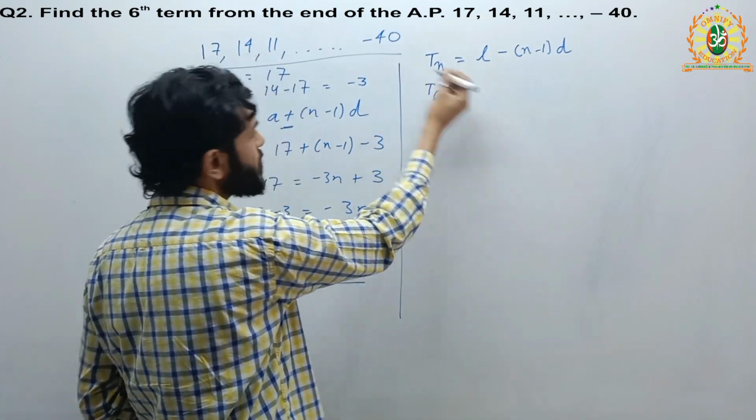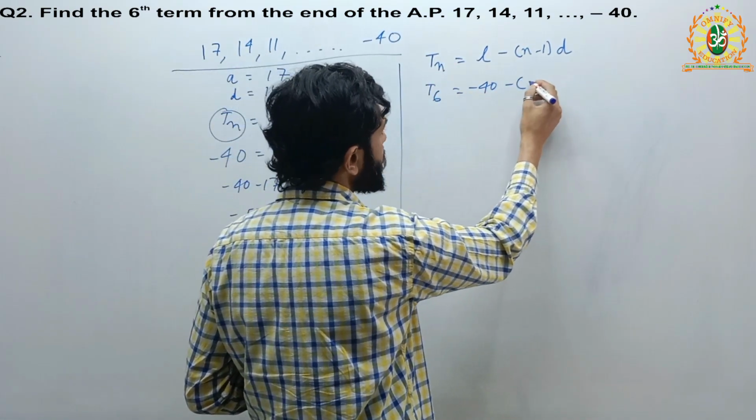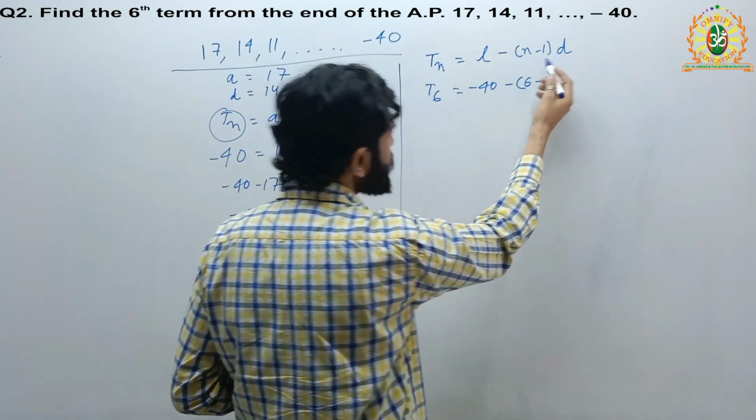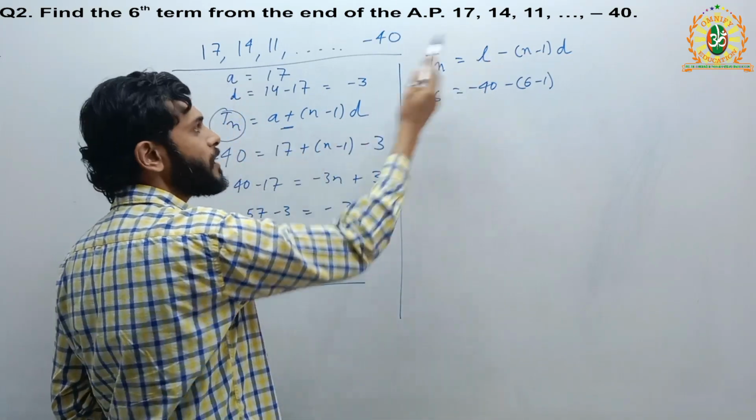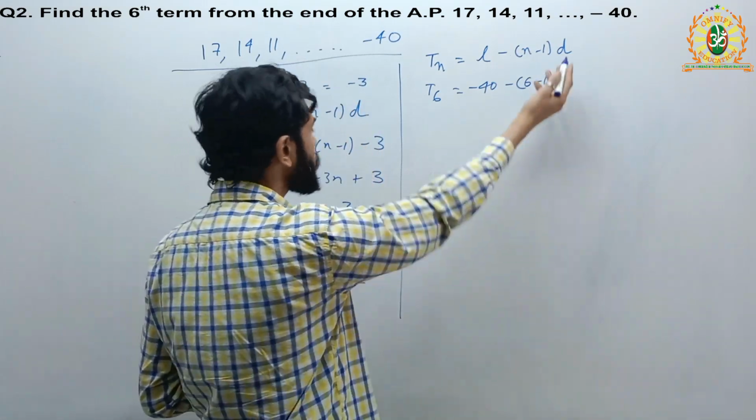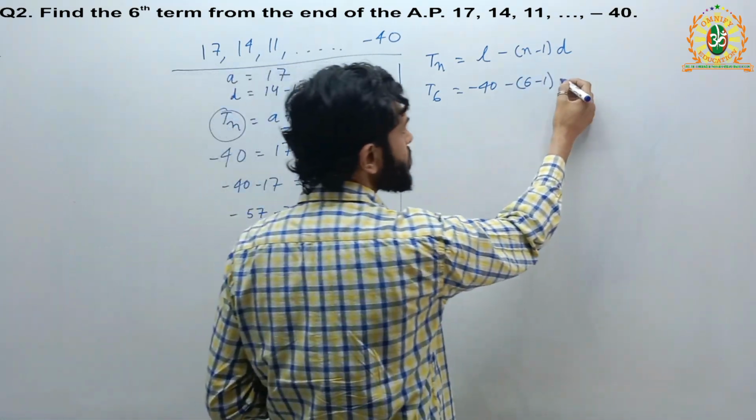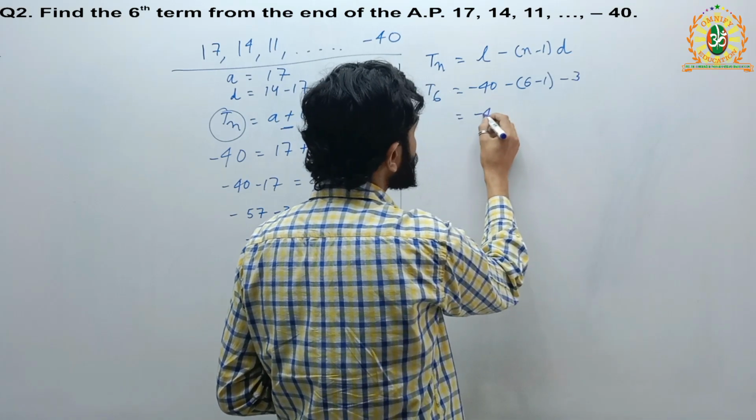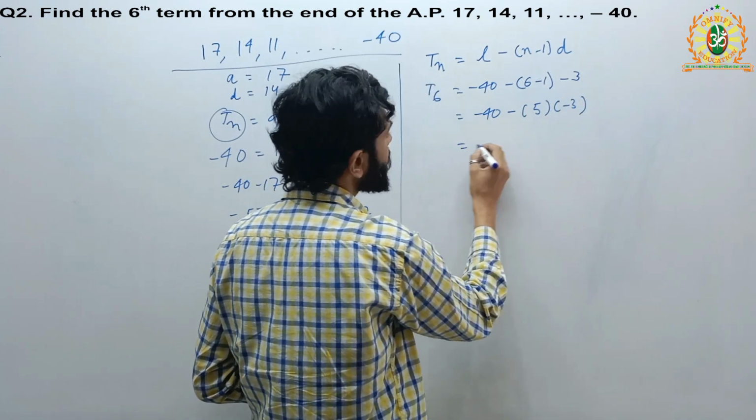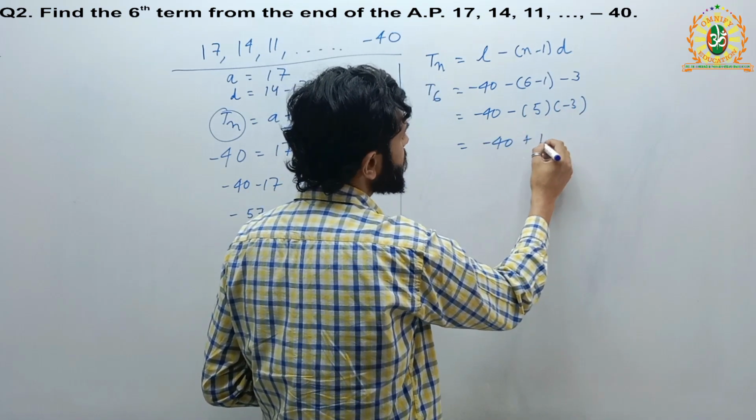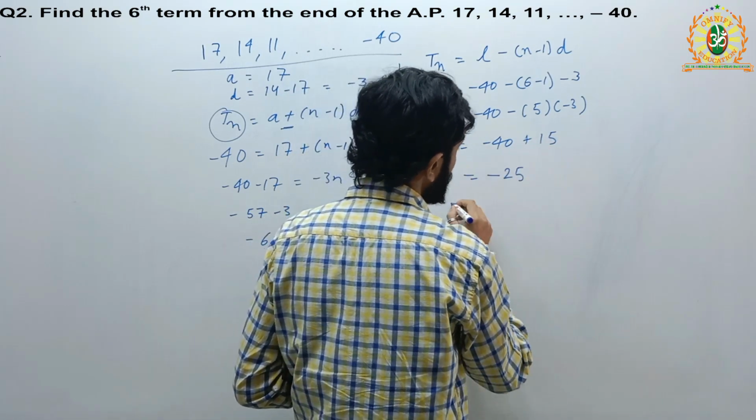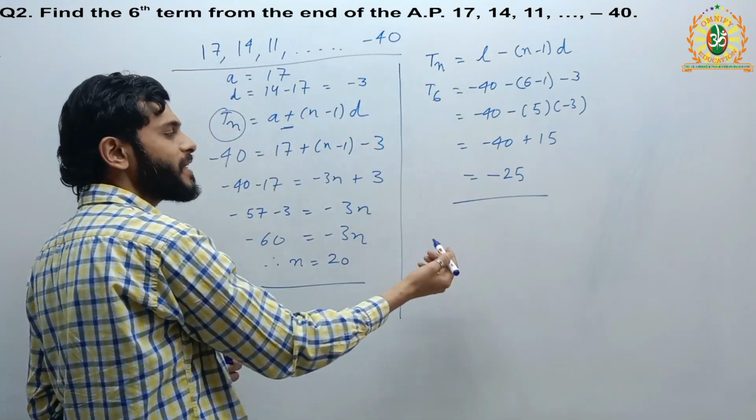Hence the last term is minus 40 minus 6 minus 1, and in this formula there is only a change: instead of a you have to write L, and instead of a positive sign you have to write a negative sign, and the remaining things remain the same. So your d was minus 3, so you will take d as minus 3. Hence it becomes minus 40 minus 5 multiplied by minus 3. It becomes minus 40 plus 15, which is minus 25. Hence the sixth term from the end is minus 25.